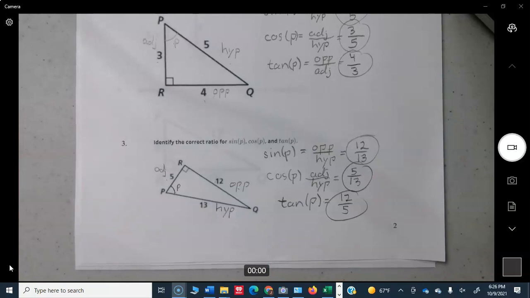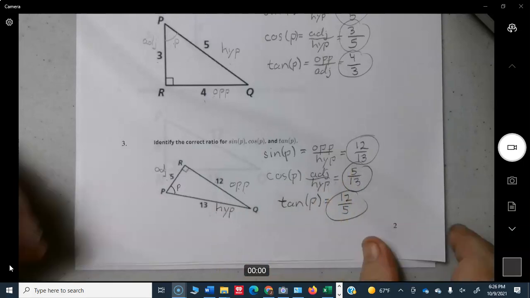Okay, there you go. There's the 3 sides. None of those can be reduced, so we just go ahead and leave them like that. Be sure you understand why each of those answers is correct. Opposite over adjacent for tangent, adjacent over hypotenuse for cosine, and opposite over hypotenuse for sine.